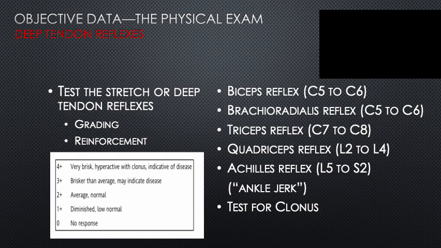Now, I did mention 4+ being hyperactive with clonus. And clonus is a term that we use to describe the rapid rhythmic contractions that occur with the calf muscles and the movement of the foot when we are testing for the lower Achilles reflex, which is at the level of L5 and S2. It's also sometimes called the ankle jerk reflex.